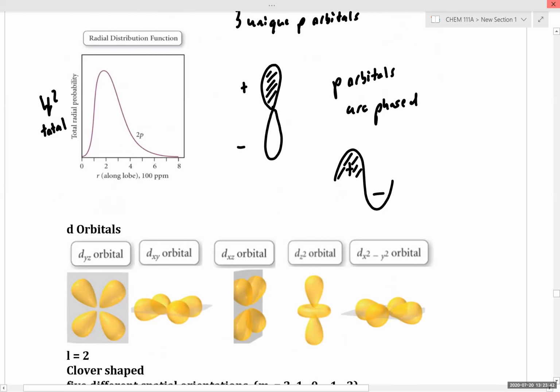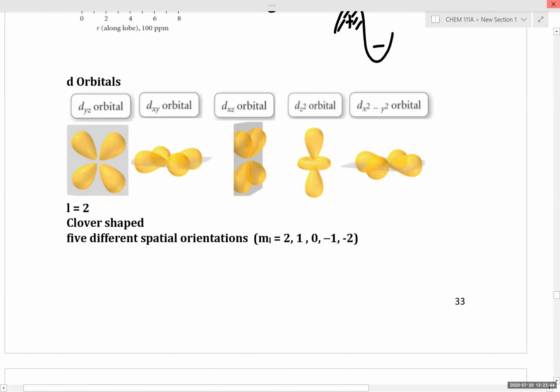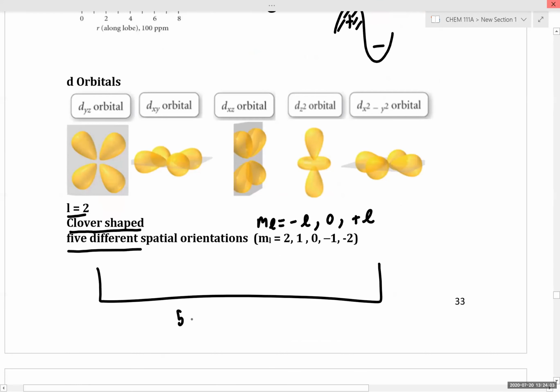Now looking at the d orbitals, things get a little funny. We have L is equal to 2. These orbitals are clover shaped. And because we have L is equal to 2, we have ML values from negative L to 0 to positive L. So we have 5 different spatial orientations. And as a result, we have 5 unique d orbitals.